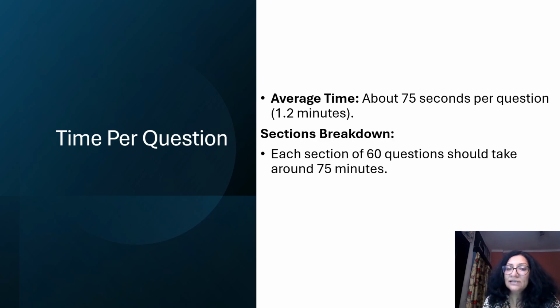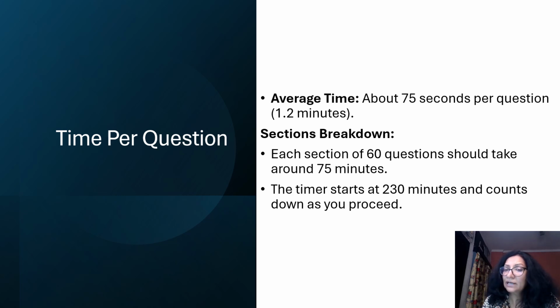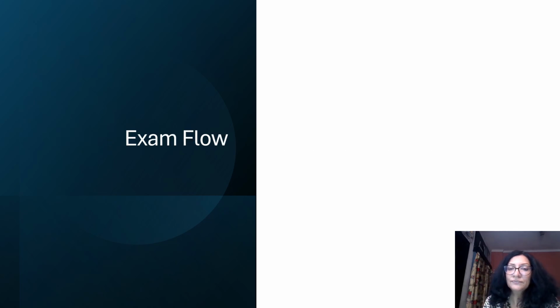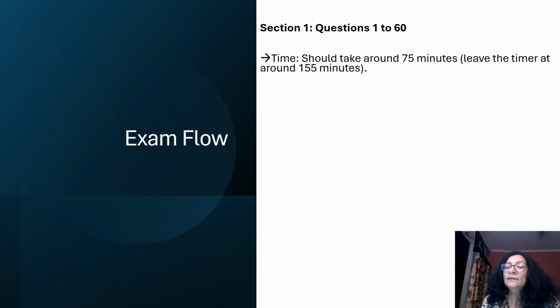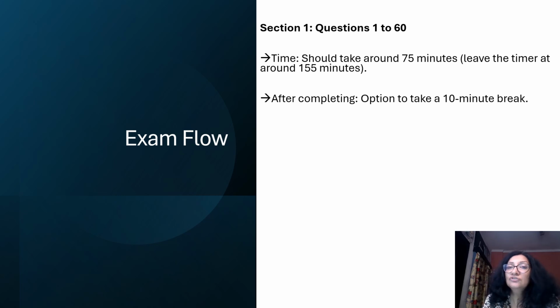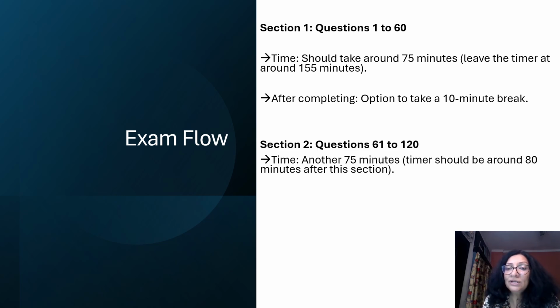And let's see the section breakdown. Each section of 60 questions should take around 75 minutes. The timer starts at 230 minutes and counts down as you proceed. This is the exam flow. The first section of questions would take around 75 minutes. After completing it, you will get a 10 minute break. This break is optional. You can take it or not, but it is highly recommended that you take this break. Then section 2, questions 61 to 120.